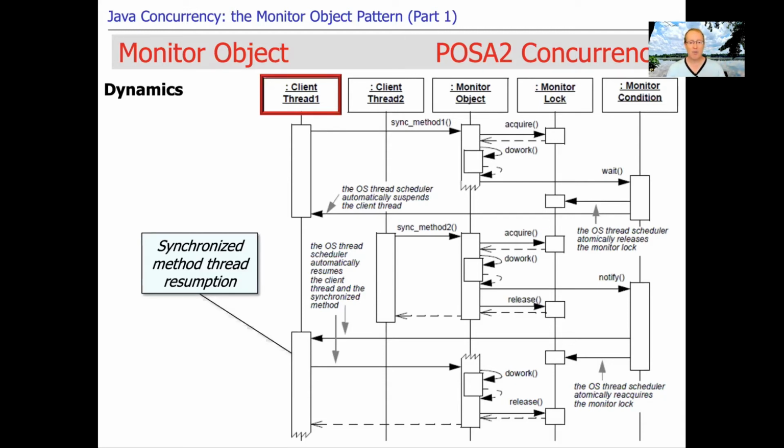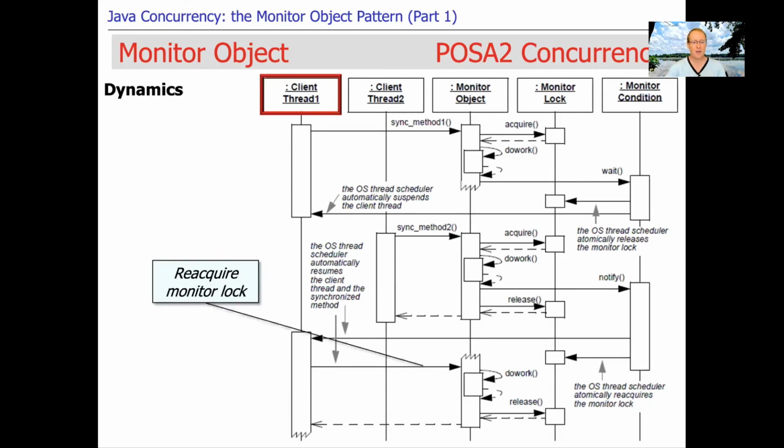And then client thread 1 will be awakened. It'll grab the lock, which should now be available, and then it'll check to see if the queue has any elements in it. If it does, it'll take one and return. If it doesn't, it'll have to go back to sleep again. So that's basically the logic of the dynamics between the monitor object, the client threads, the monitor lock, and the monitor condition. And that was just for one path through the code.